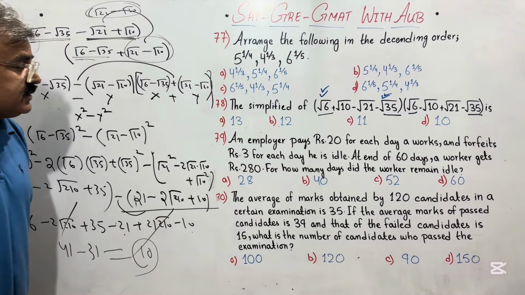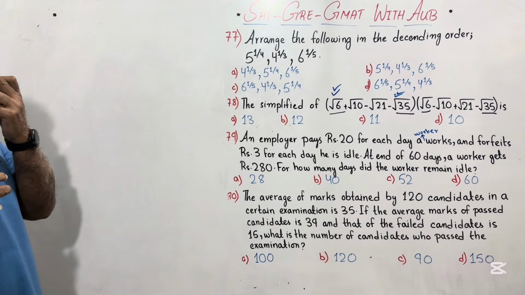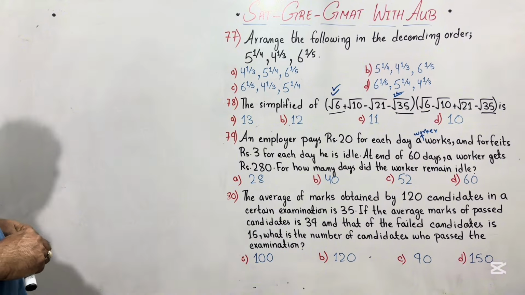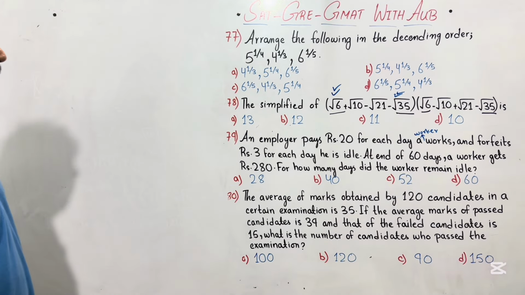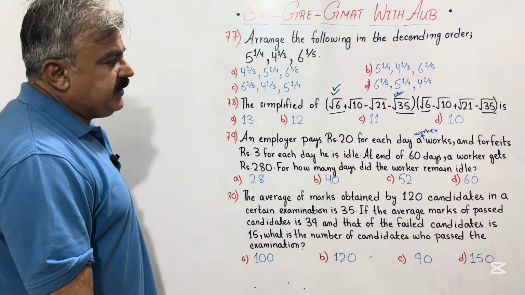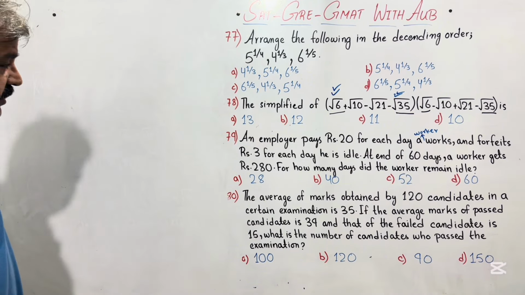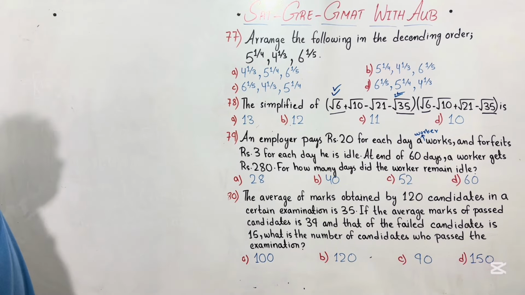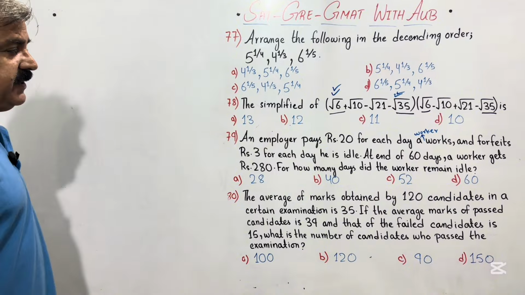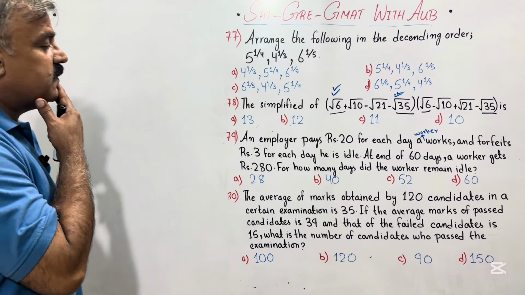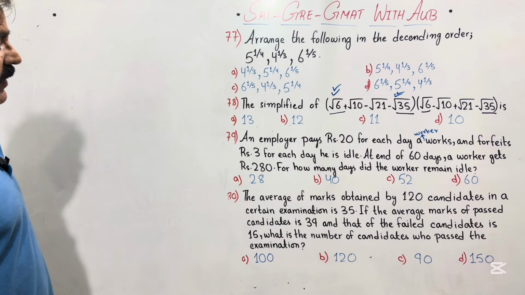Moving towards next question, question number 79, it reads as: an employer pays rupees 20 for each day a worker works and forfeits rupees 3 for each day he is idle. At the end of 60 days, a worker gets rupees 280. For how many days did the worker remain idle?